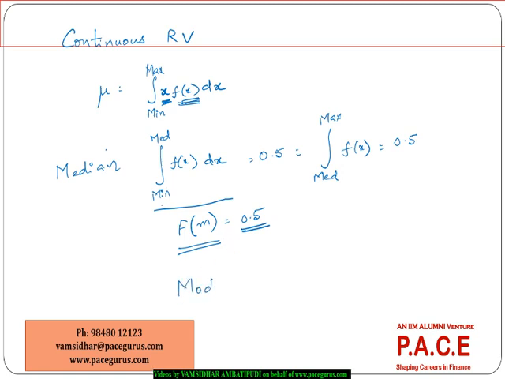Then coming to the mode, it is the maximum of the density function. So I'll find the maximum value of the density function, and that is what I'm calling the mode, and in general it need not be unique. There could be multiple modes again. So we'll take an example.